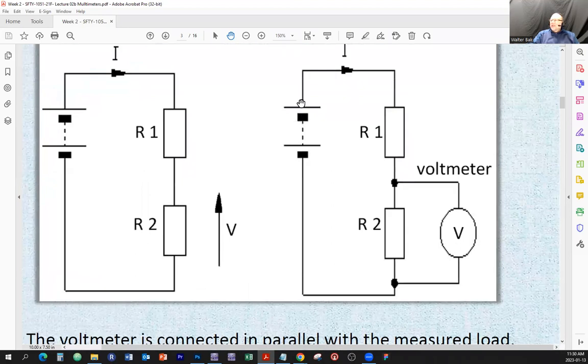The current leaves the power supply, goes to the first load, goes through that load, and it goes nowhere else, but this. No. Look at that, we have a node here. So the current is going to split. Some of the current is going to go through the resistor. Some of the current is going to go through the voltmeter, and they're going to meet here and continue on to the power supply. So we have a current splitter here.